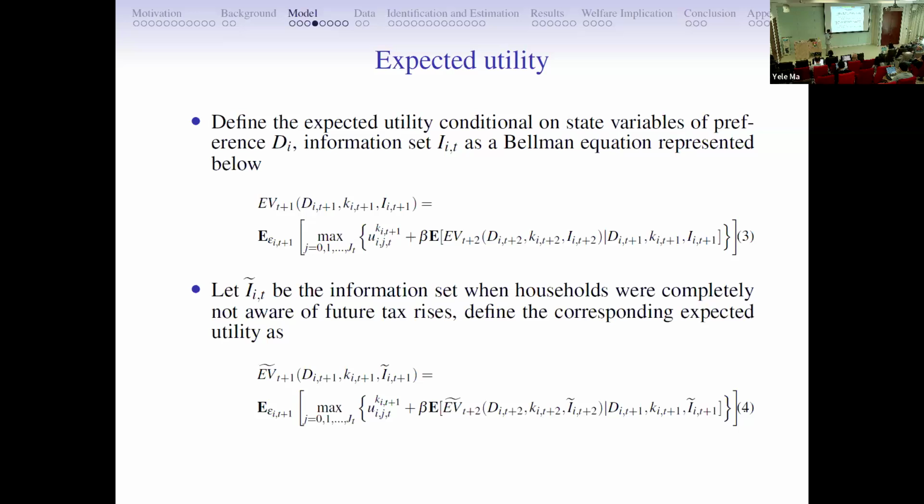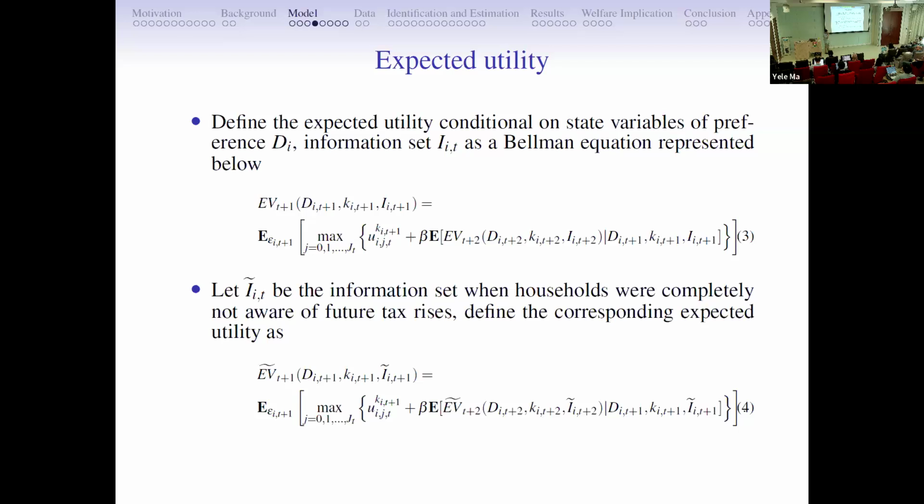And households have to decide which model to choose to maximize their utility. And finally, we write the value function here as an expected utility over all vehicles before they observe their idiosyncratic taste shock. And secondly, we assume another case here: suppose that there are some households in the market that are completely myopic. So their information set is represented by I tilde. I tilde means that households are not aware of future tax rate rises. So we write it again.